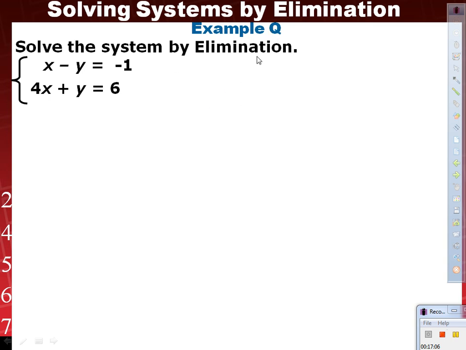Solve the system by elimination. They give us a system: x minus y equals -1 and 4x plus y equals 6.